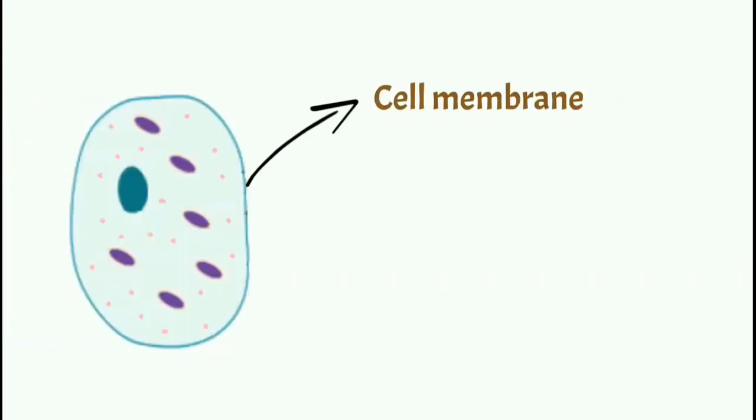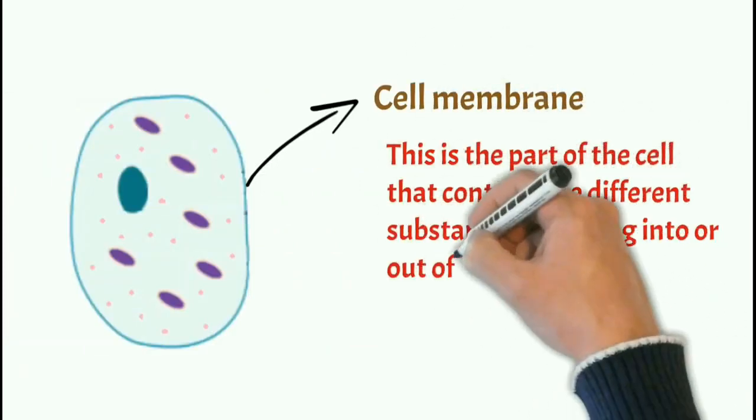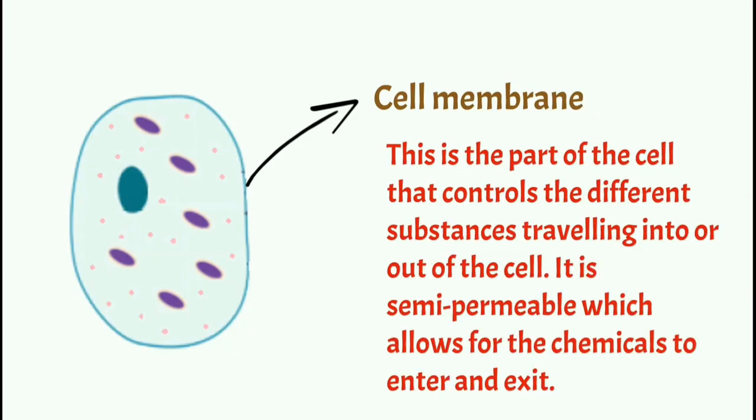Next, we have the cell membrane. So this is the part of the cell that controls the different substances traveling into or out of the cell. It is semi-permeable, which allows for the chemicals to enter and exit.